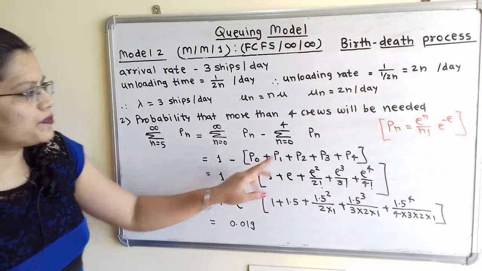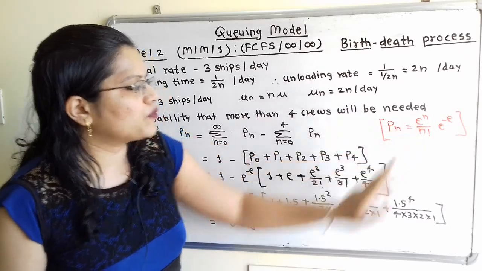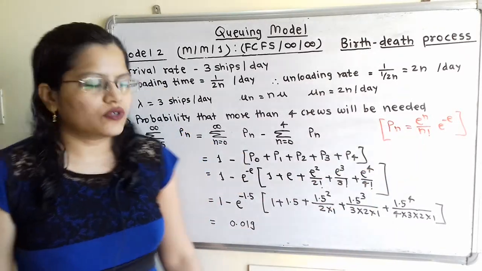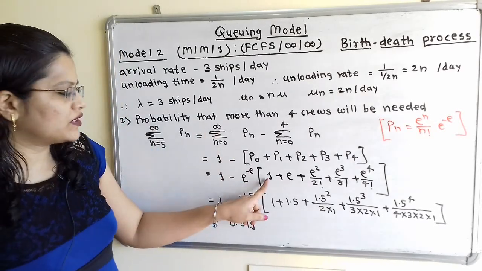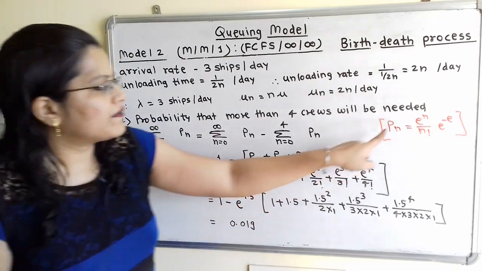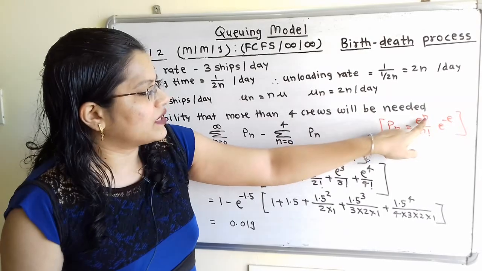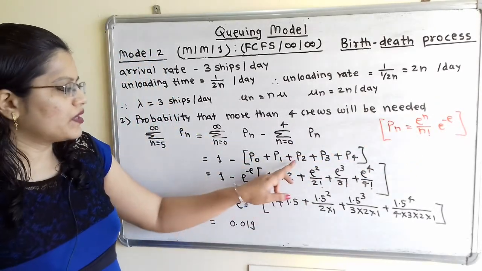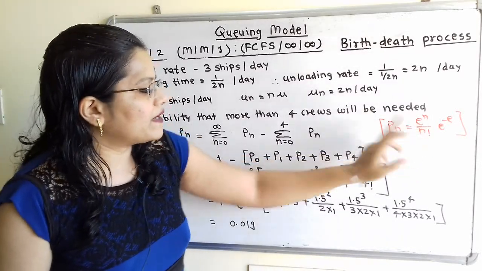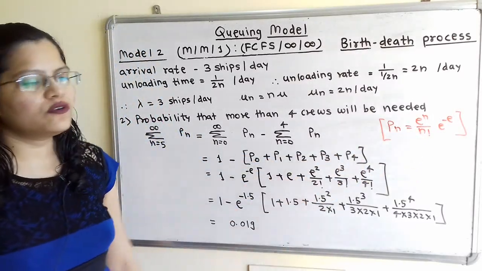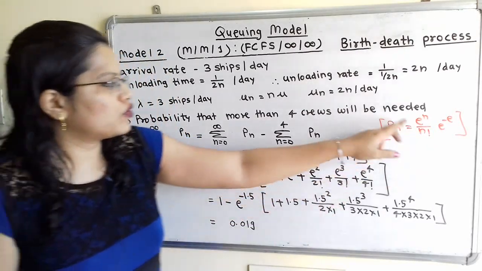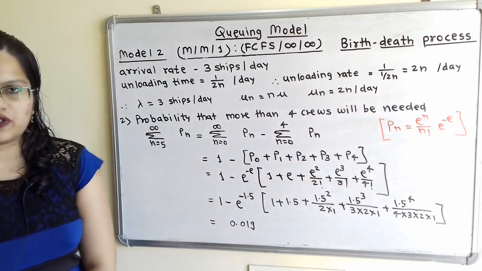Now P0: instead of n we put 0, so rho raised to 0 divided by 0 factorial. Anything raised to 0 is 1, plus P1. For P1 we put 1: rho raised to 1 divided by 1 factorial, that is rho. P2: rho raised to 2 by 2 factorial, that is rho square by 2 factorial. P3: rho cube by 3 factorial. P4: rho raised to 4 by 4 factorial.